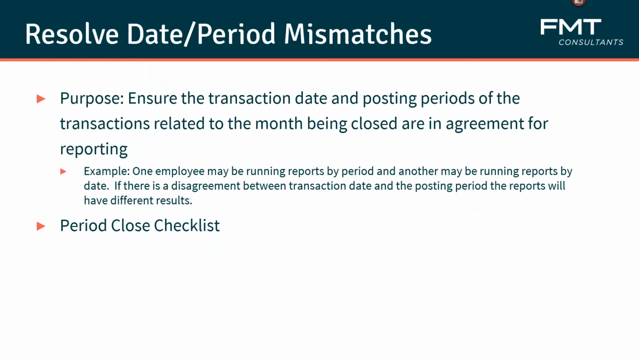The fifth task relates to the resolving date period mismatches task in the NetSuite Period Close checklist. As discussed previously for the accounts receivable and accounts payable tasks, the purpose of this task is to ensure that the transaction date and posting periods of the transactions are related to the month being closed and are in agreement with each other for reporting. An example of this would be one employee may be running reports by period and another may be running reports by date. If the transactions have a disagreement between the transaction date and the posting period, their reports could show different results. We will be reviewing the performance of this Period Close checklist task in our demonstration to follow.